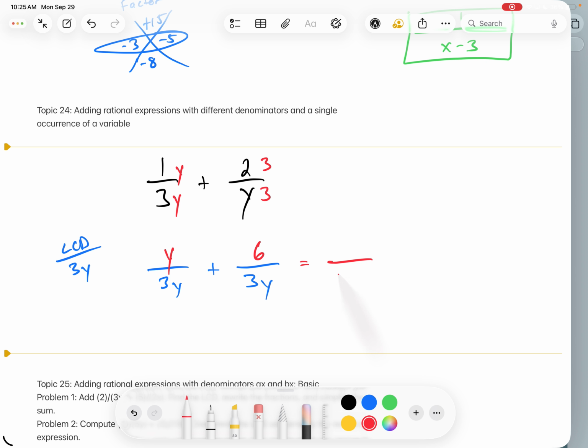Now it's just like we've been doing. 3y is on the bottom, and I have y plus 6 on top. So you have to come up with the least common denominator, and then you have to make both the denominators look like that least common denominator.